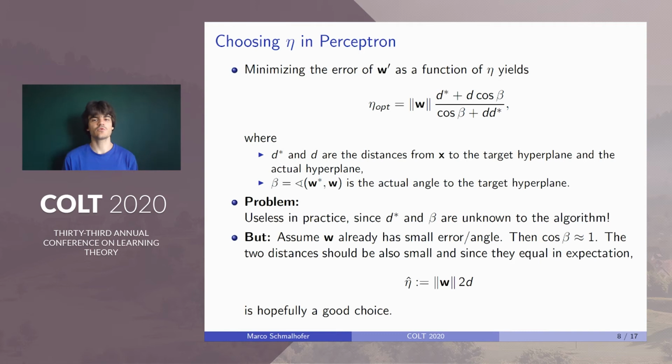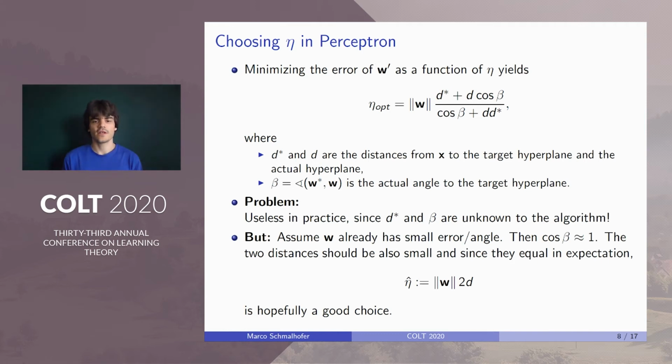Okay, this would yield a locally optimal learning rate, but obviously this is useless in practice, since d star and beta are unknown to the algorithm. But nevertheless, we can motivate a useful choice of eta.